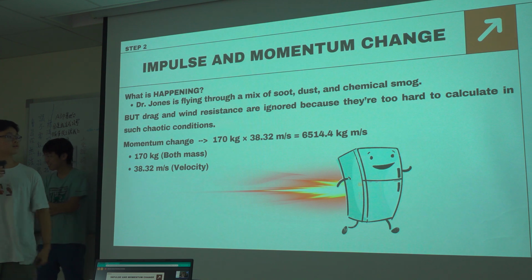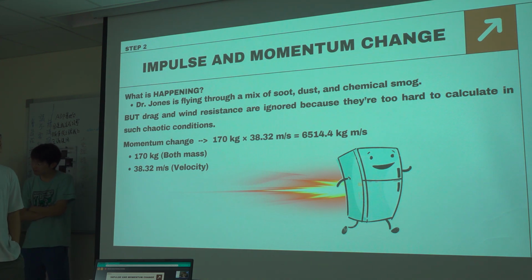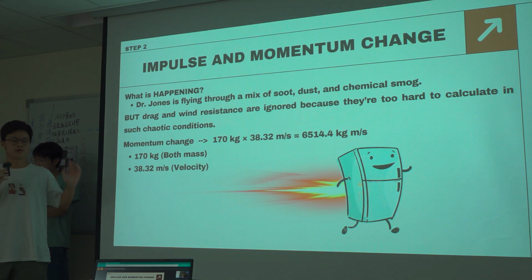So next we'll count the impulse and momentum change. What is happening? We're going to ignore the drag and wind resistance because they're too hard to calculate in these chaotic conditions, and because we're considering lower estimates here. So the momentum change will be the fridge mass plus the human mass times the velocity that we have counted before.